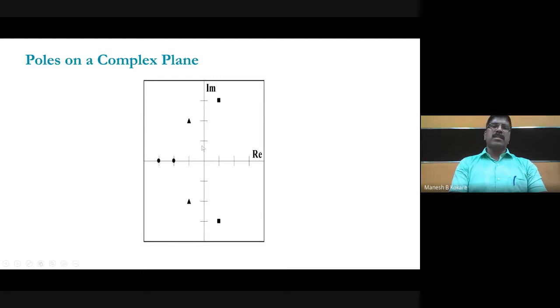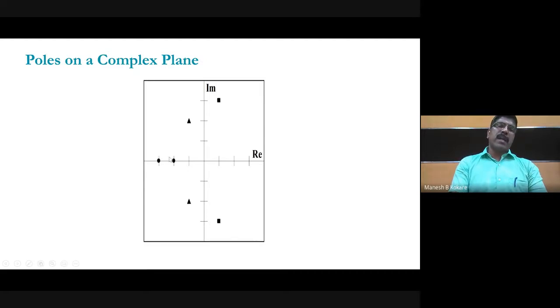Now consider this as one unit. Suppose this is -1, -2, -3, and to the right side it will be +1, +2, and +3. And for this axis it will be +j1, +j2, +j3, and for the lower side it will be -j1, -j2, and -j3.